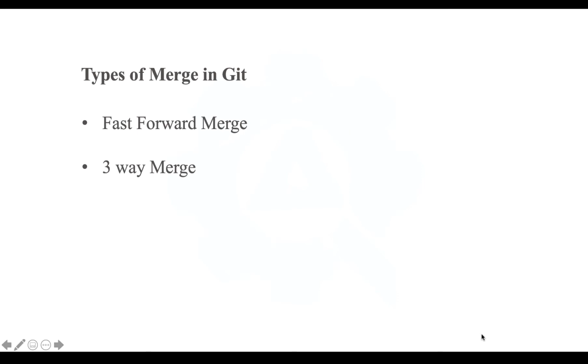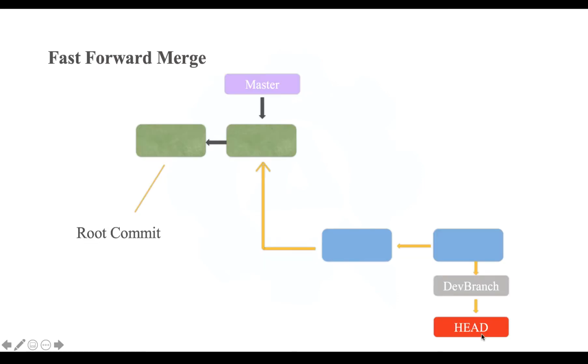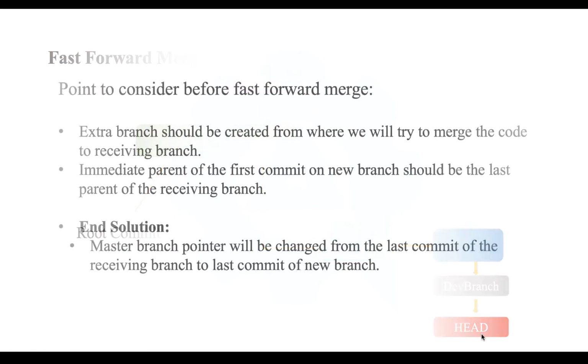Talking about fast forward merge, there are some prerequisites that you have to follow before completing it. First, an extra branch has to be created. That's very basic: just to perform a merge, you have to have an extra branch apart from the receiving branch, where you'll make the changes and then merge them to the main or receiving branch. The second is that the immediate parent of the first commit on the new branch should be the last commit of the receiving branch.